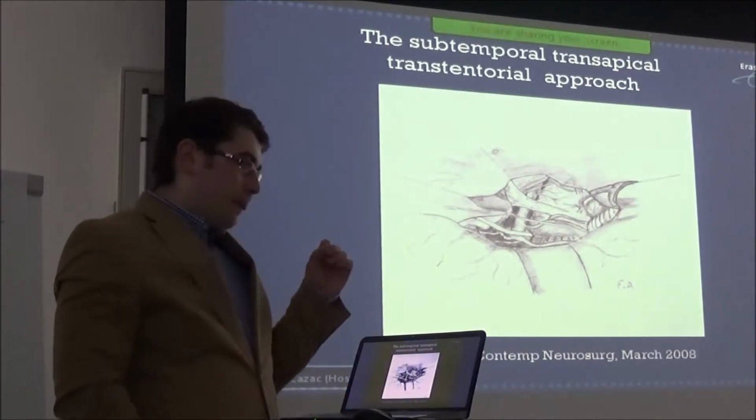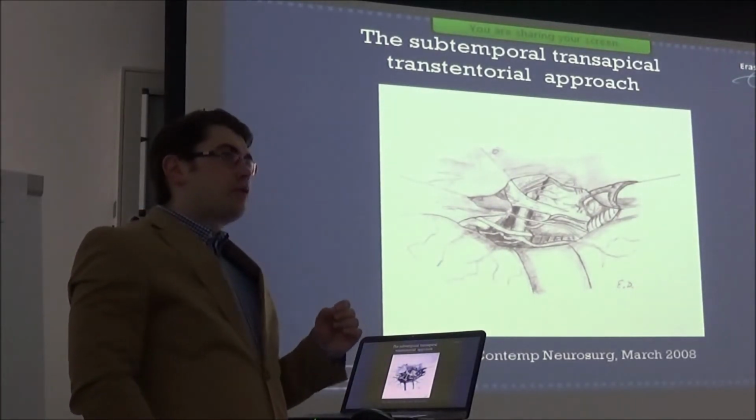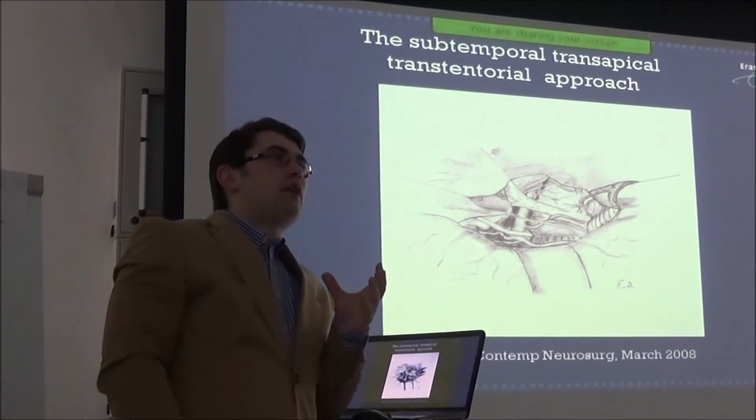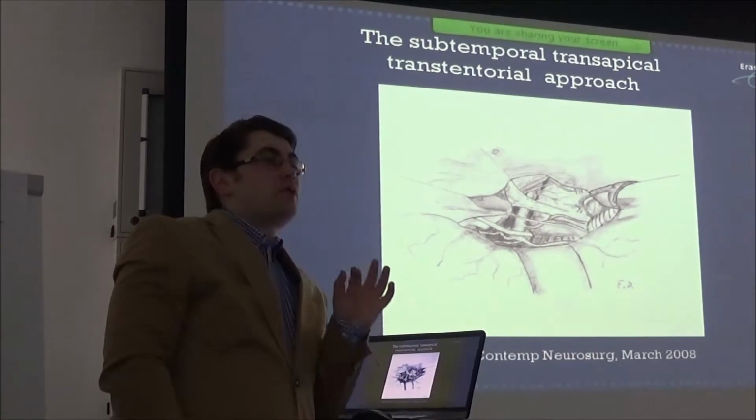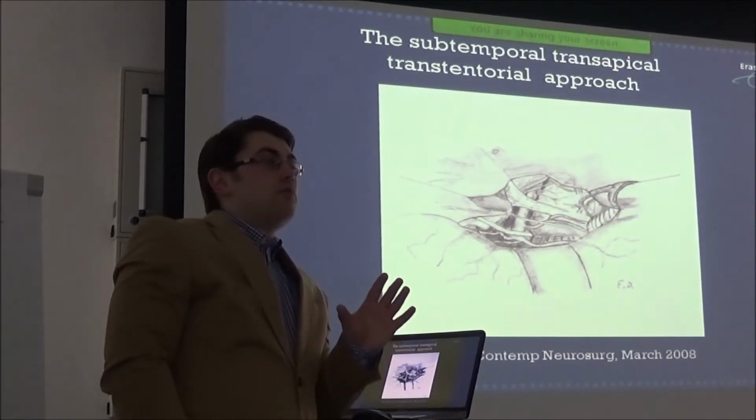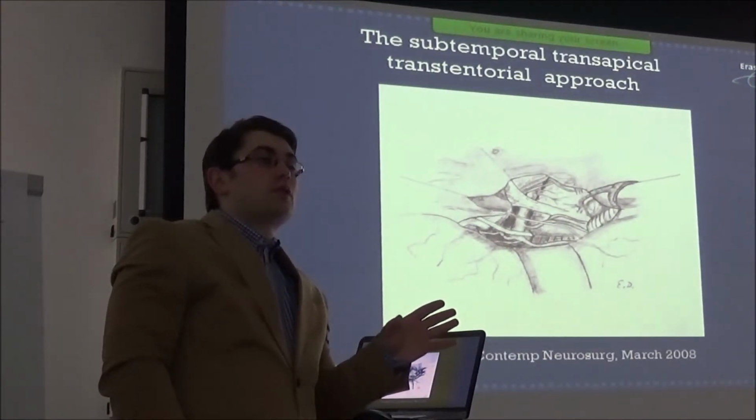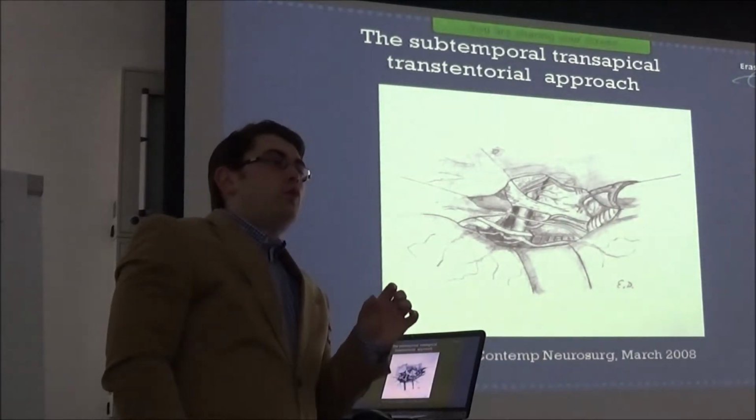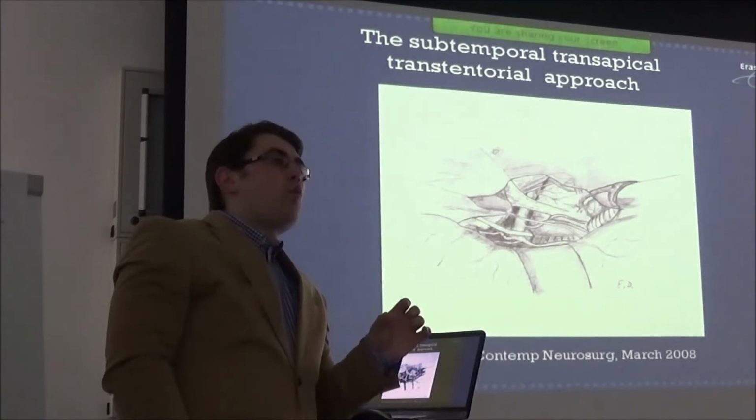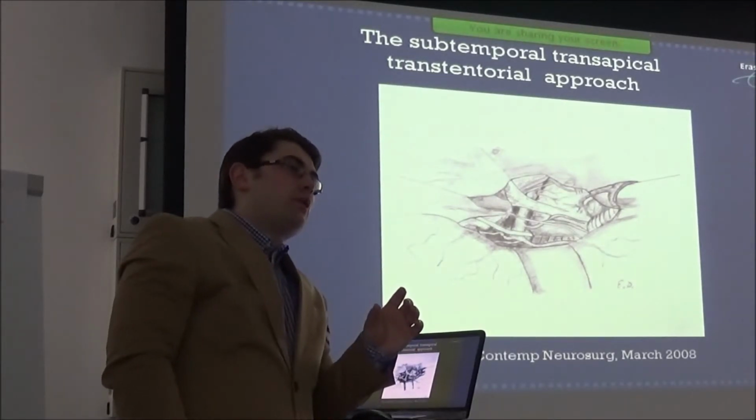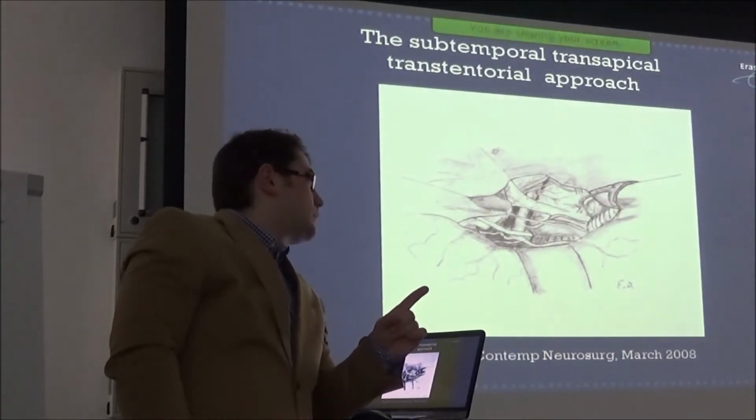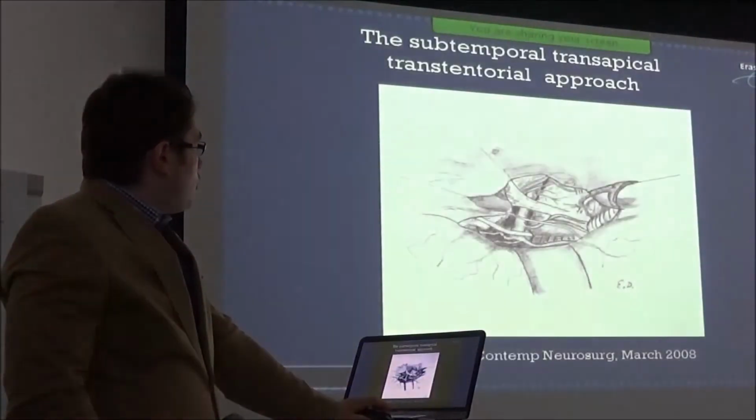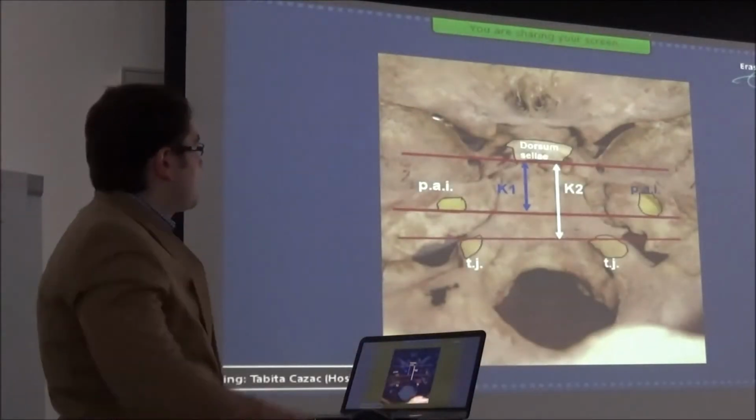So I think the most important thing of the Kawase approach is that Kawase managed to think of an approach which was safe, which had no really important structures around the petrous apex, and which still offered a wide exposure, wide enough for you to be able to operate on your lesion inside it. And this is all based upon this measurement.